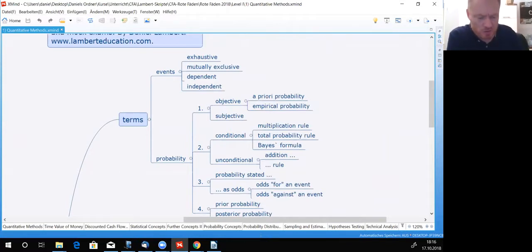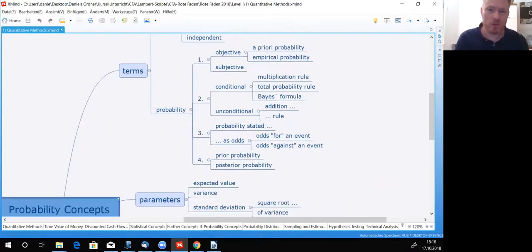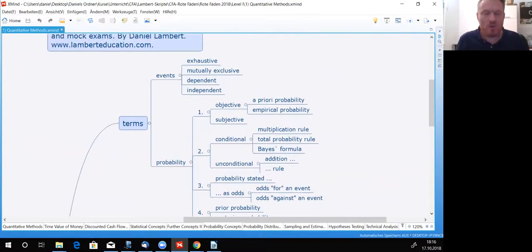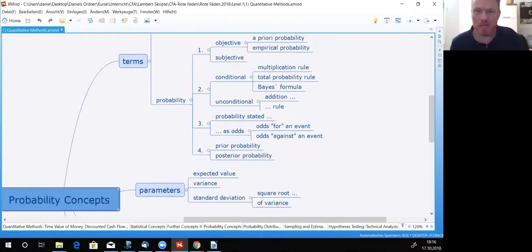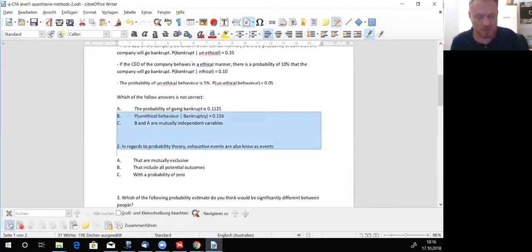We'll be talking about terms now, terms dealing with probability theory. For example, we are talking about events. We'll learn what events are. We'll be dealing with probability. We'll be talking about Bayes formula and so on and so on. And what we'll be dealing with as well is this.